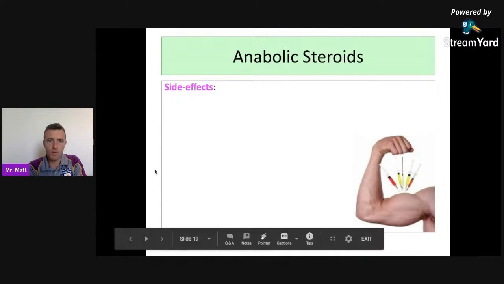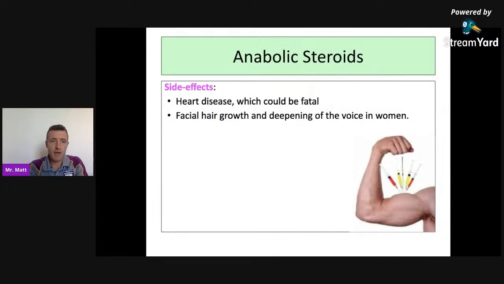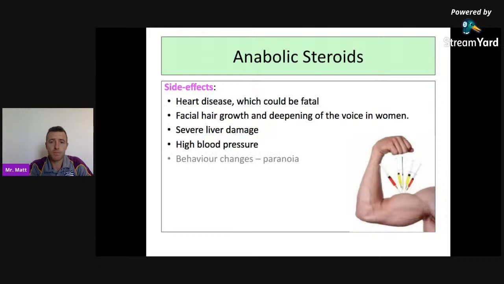There are some side effects we already mentioned on that video. So we've got heart disease, which could obviously be fatal and lead to stroke. Facial hair growth on men and women, and deepening of the voice in women in particular. It can lead to liver damage, as the body is unable to synthesize the steroids being put into the body. It can lead to high blood pressure, obviously leading to stroke as well. It can lead to increased aggression as well, and also behavior changes such as paranoia and having psychological effects.